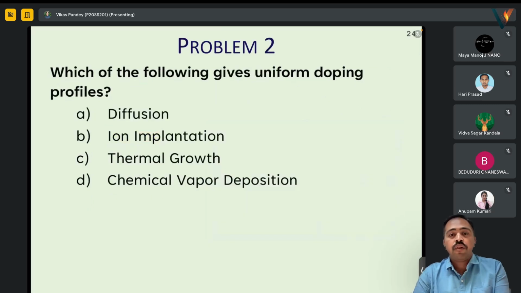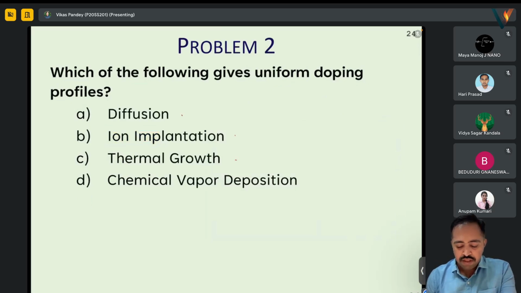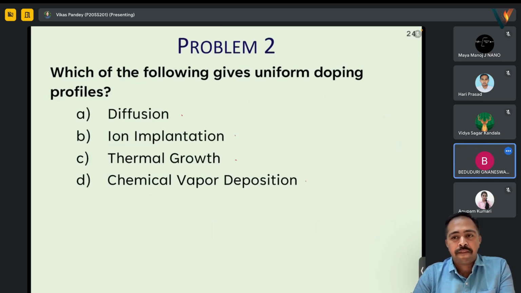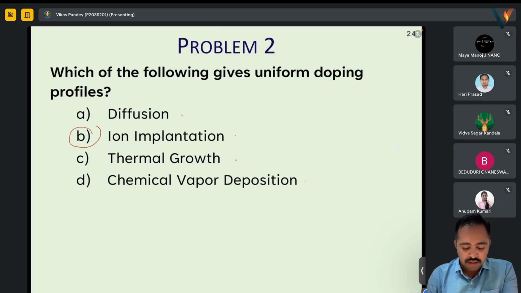Which of the following gives uniform doping profile? Diffusion, ion implantation, thermal growth, or chemical vapor deposition? Ion implantation. And why not thermal growth?